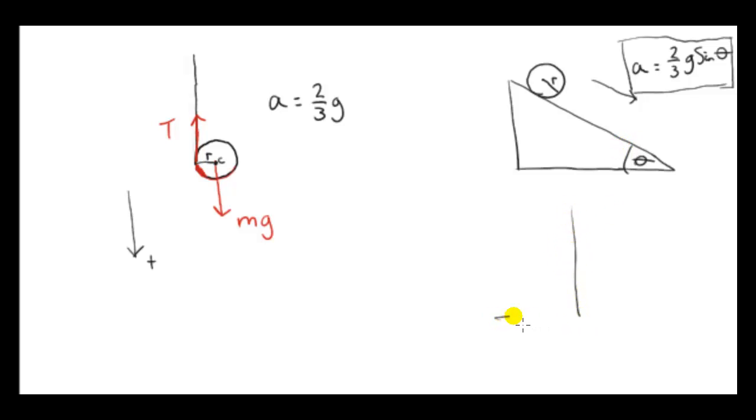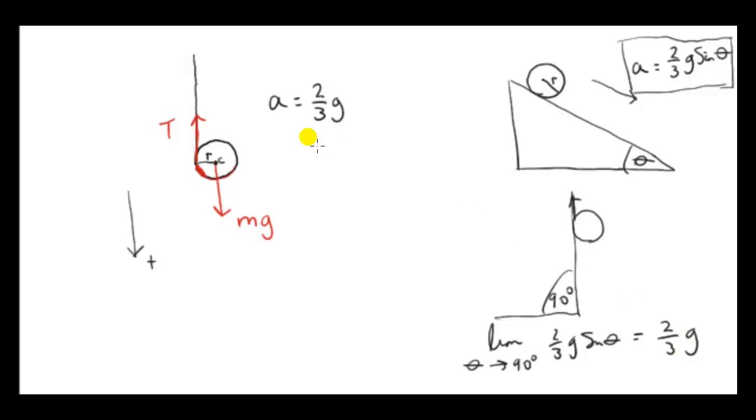Now we have the disk, in the limit as theta approaches 90 degrees. This is the picture. There's still a kind of friction force acting. Well, that force is approaching zero, but we can actually use this formula if we let theta approach 90 degrees. If we take the limit, as theta approaches 90 degrees of 2/3 g sine theta, the sine of 90 is 1, so this quantity 2/3 g sine theta will approach 2/3 g. That's the result that we got.